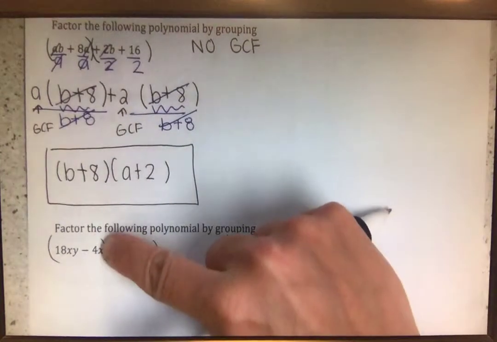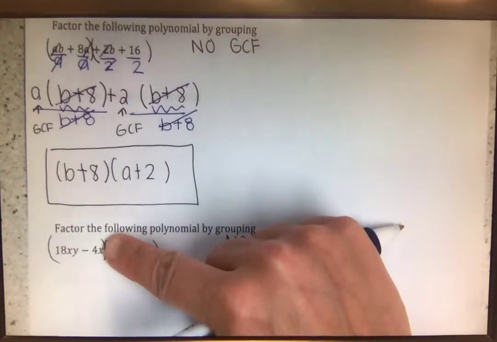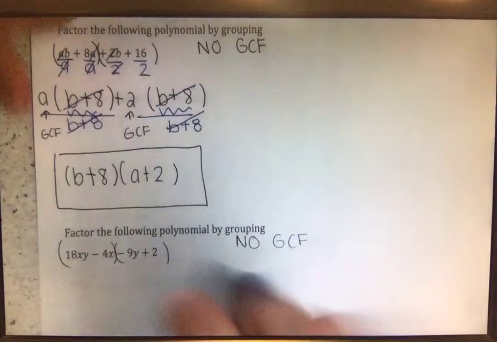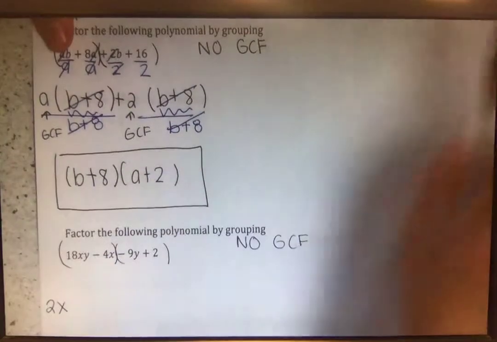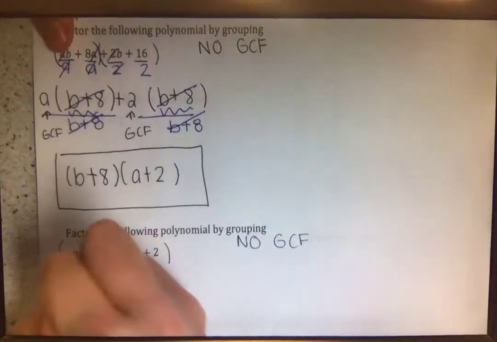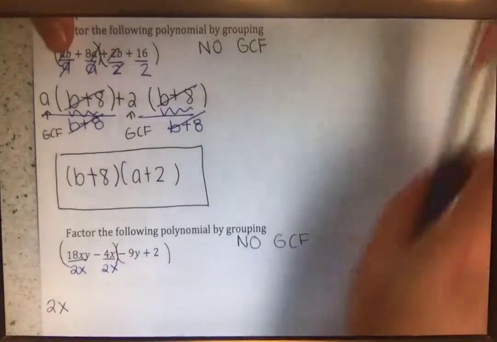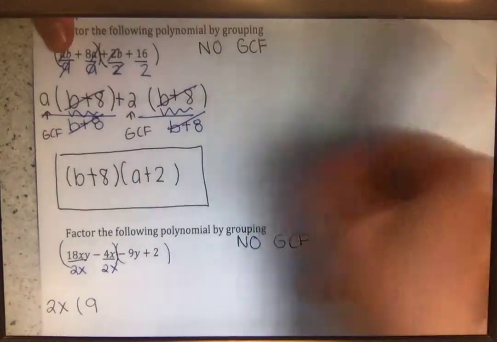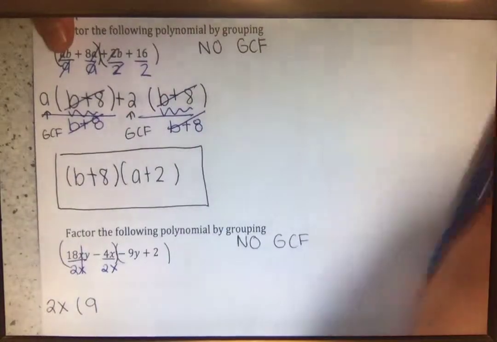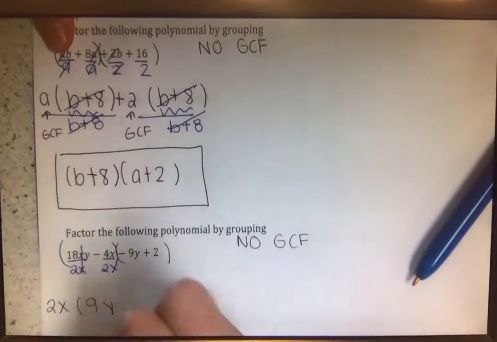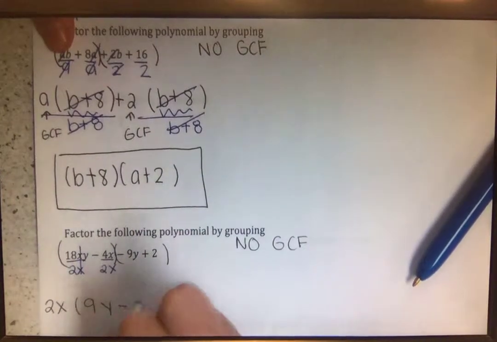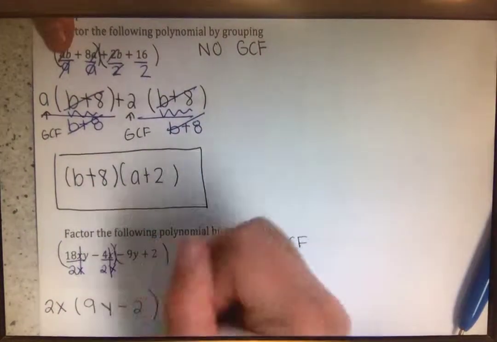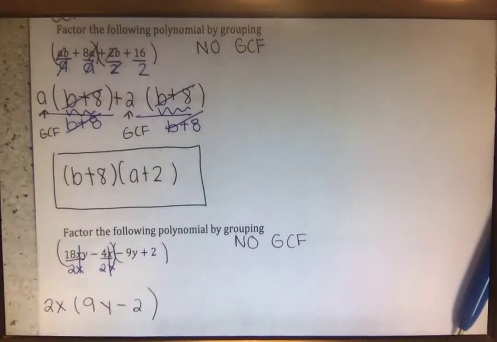Looking at our first two terms, we have 18xy minus 4x. So I notice they both have a 2x in common. So we are going to factor or divide out 2x from both terms. 18 divided by 2 will leave us with 9. X divided by x will cancel each other out. That y is going to stay there. Negative 4 divided by 2 is negative 2. And again, those x's cancel out. So we're left over with 9y minus 2.